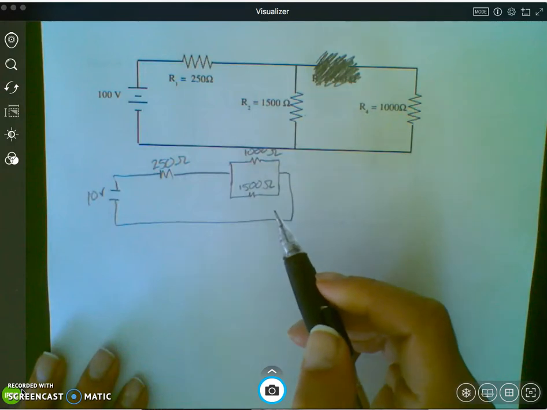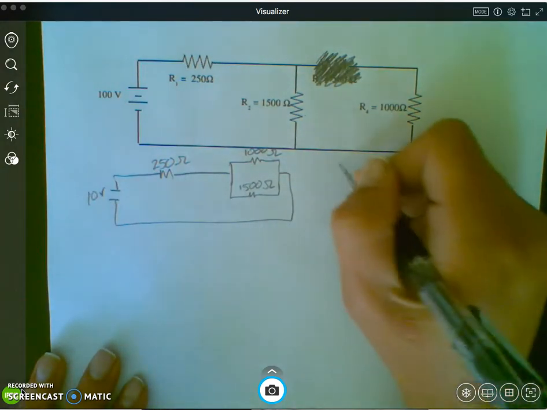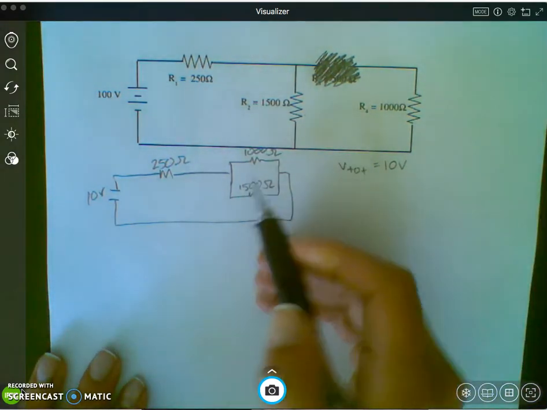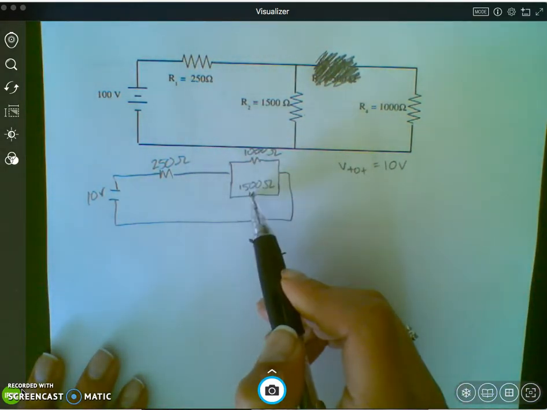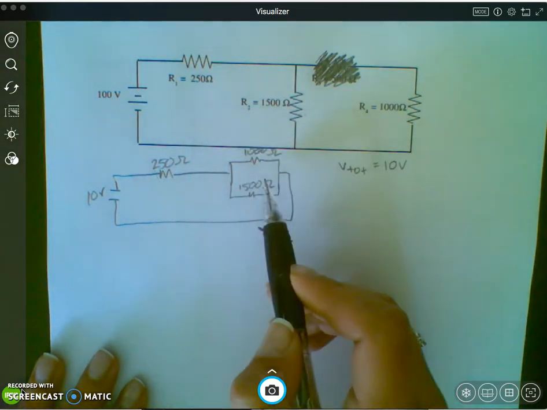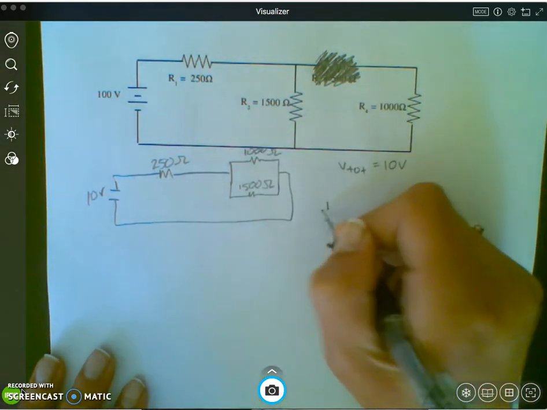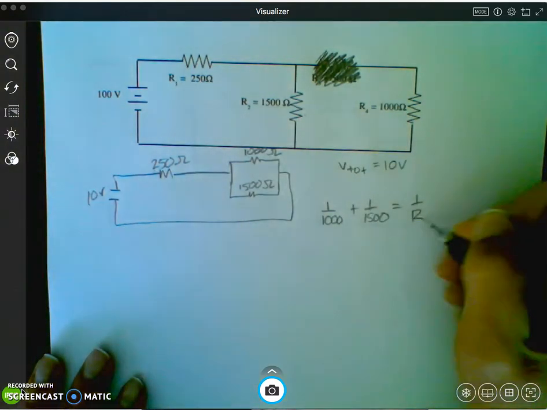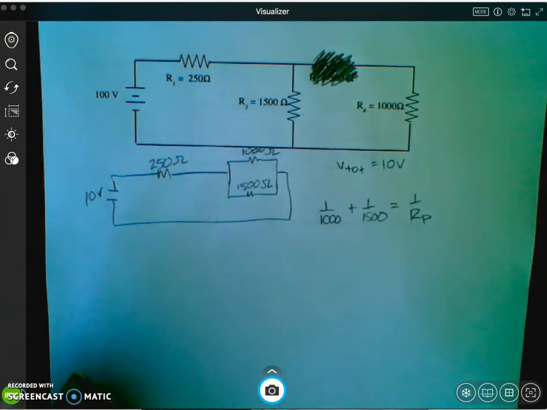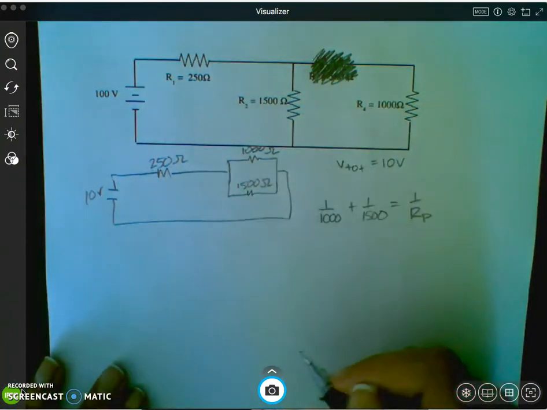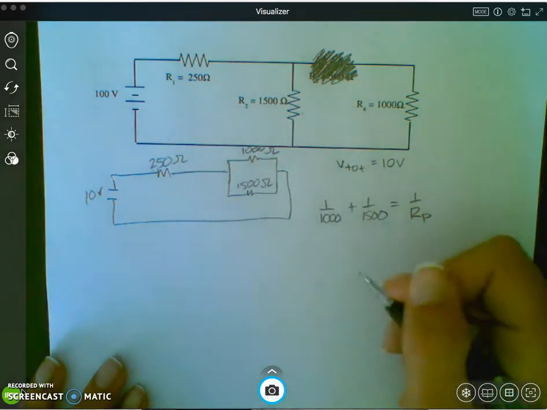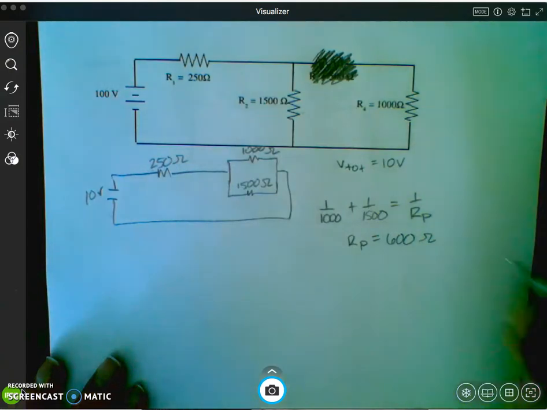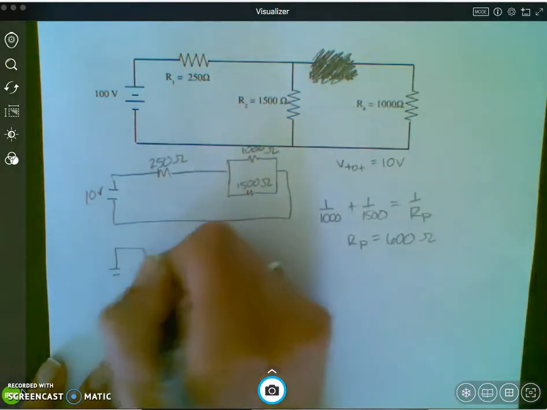So the first step in combination circuits is to find the total resistance. We know the total V is 10 because that's what's coming out of the battery. For the total resistance, we first add these two parallel guys up. You can't add the series with the parallel until these are condensed into one. So first I'm going to add these by doing 1 over 1000 plus 1 over 1500 equals 1 over R. These are the parallels, and if you do that, you get 600 ohm from the parallels.